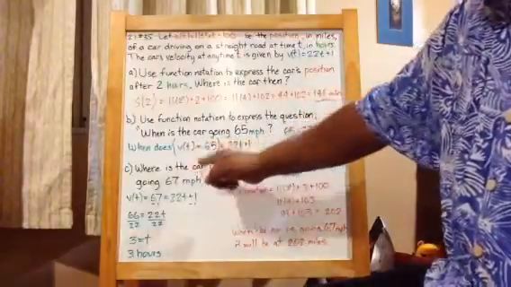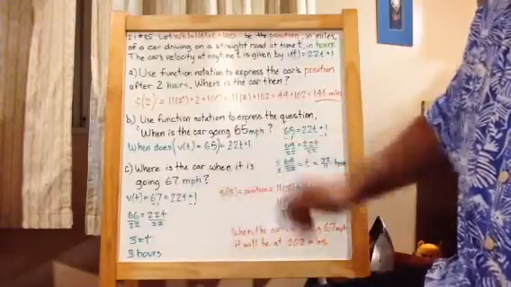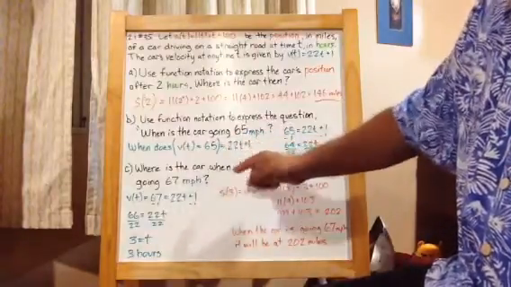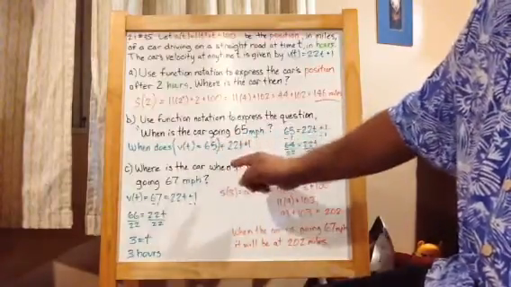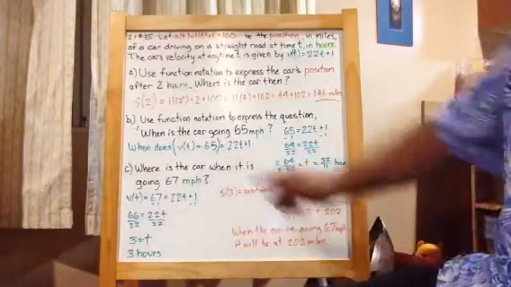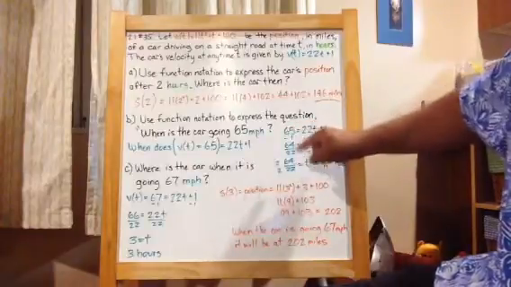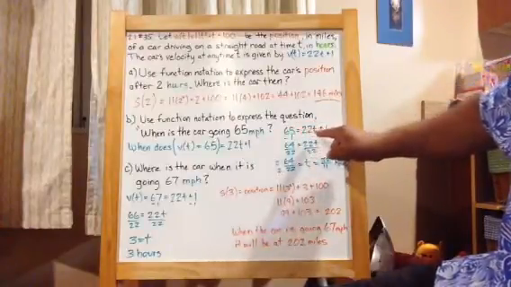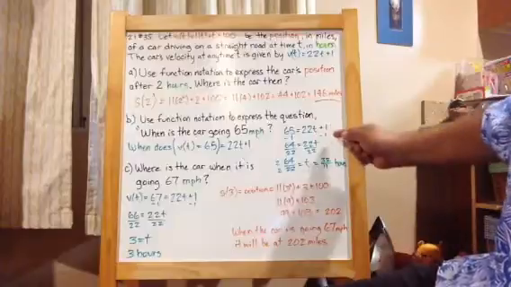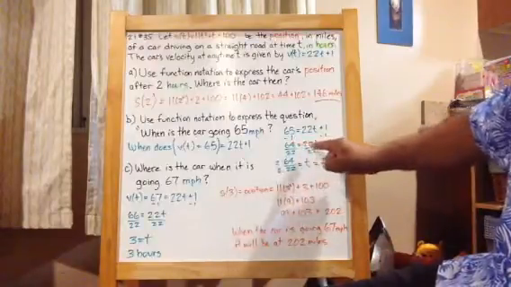So v of t equals 65 miles per hour, the output, which equals this formula: 65 equals 22t plus 1. So to figure out when the car is going 65 miles an hour, we solve for t. 65 is equal to 22t plus 1. We subtract 1 from both sides, and we get 64 is equal to 22t.